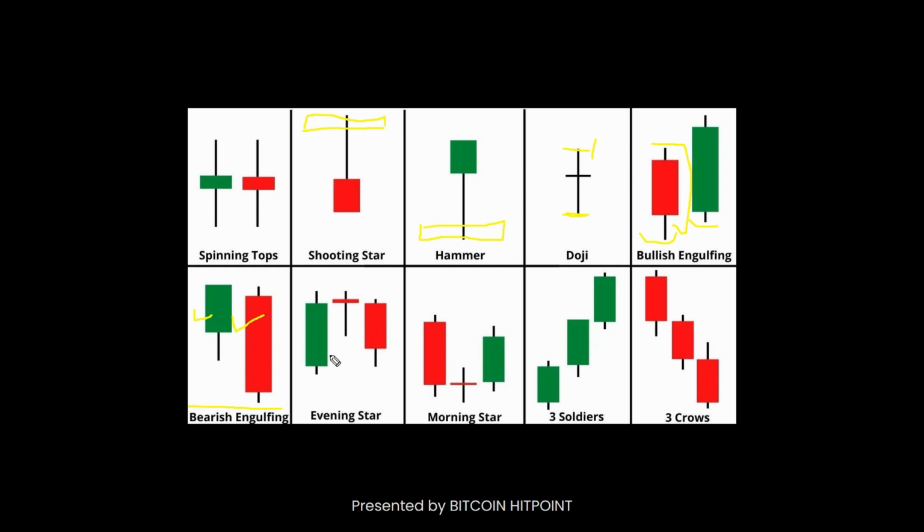Now there's an evening star pattern. This is a bearish pattern. So if this is forming on your resistance zone, that could be a trigger for you to get into selling or shorting the market. And then there's the morning star, which is exactly the opposite of the evening star. If it is forming on your support zone, you can look for some buying opportunities. Now, three soldiers show strength in the market, and then there's three crows, which shows weakness in the market.